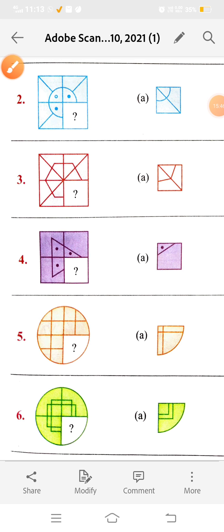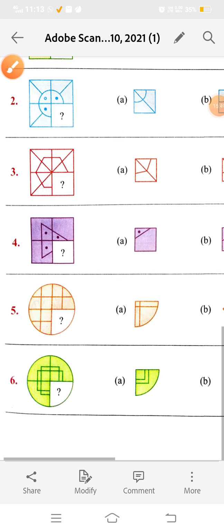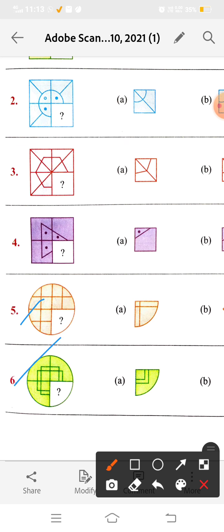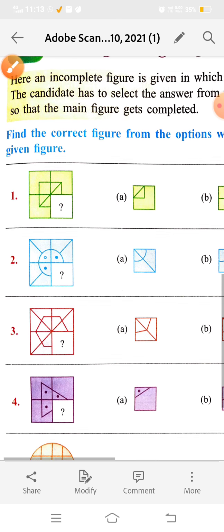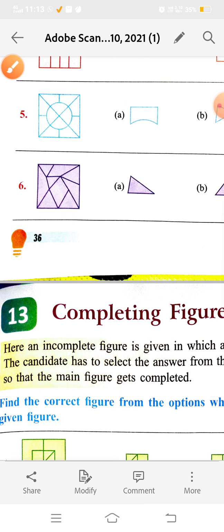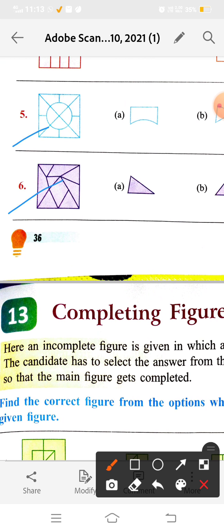Okay, now we have question number 6, 5 and 6 you have to do in homework. Do question number 5 and 6 on page number 37, and also do question number 5 and 6 on page number 36. Okay, these 4 questions do in your homework, and also complete your classwork in your textbook. Okay everyone, so we completed chapter number 12 embedded figure and chapter 13 completing figure. Homework is question 5 and 6 on page number 36 and 37, and also complete your textbook.